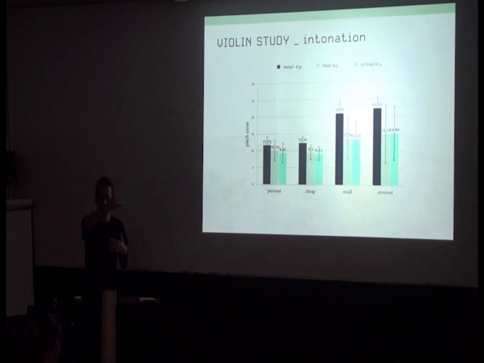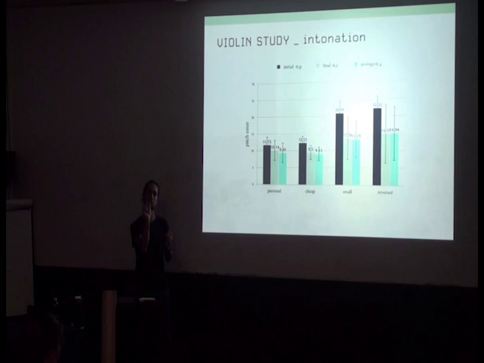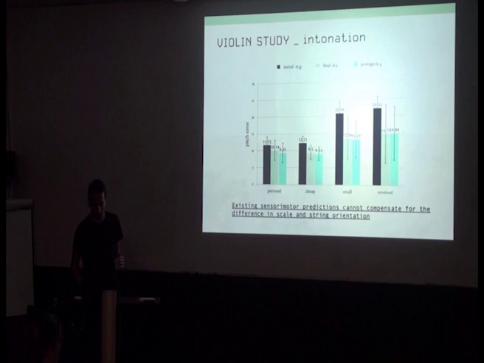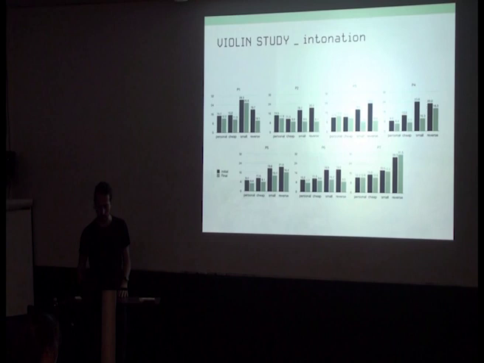And this actually confirms the presence of this predictive mechanism that first puts your body in a certain position and then adapts it. Wait, so what are the three, what's initial, final and average? Initial is the first few milliseconds in which they play the note. And final is the very last moment before they shift to the next note. And average is everything in between. So it seems that existing sensorimotor predictions cannot compensate for the difference in scale and string limitation.